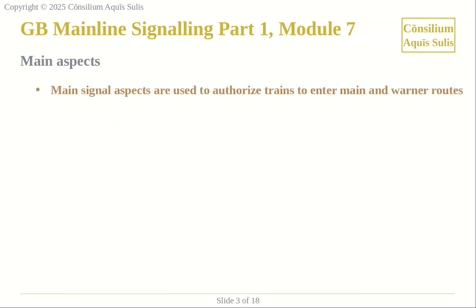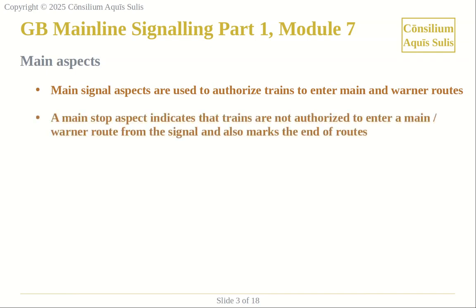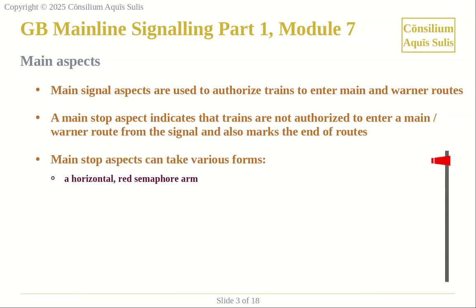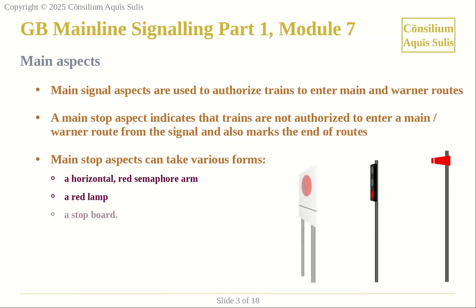Main signal aspects are used to authorize trains to enter main and Warner routes. A main stop aspect indicates that trains are not authorized to enter such routes from the signal, and can also mark the end of any type of route. And the main stop aspect consists of either a horizontal red semaphore arm in the case of mechanical signalling, or a red lamp in the case of colour light signalling, or simply a red circle painted on a sign known as a stop board.